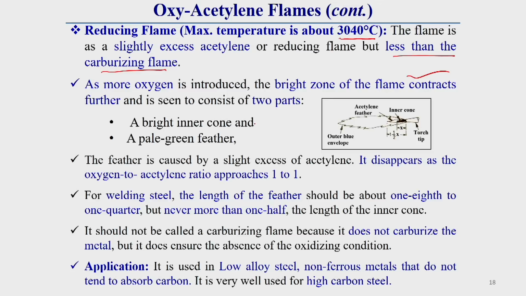The two parts are, one is called the bright inner cone. Here you see the bright inner cone, it is very bright in color, and a pale green feather, which is actually called the acetylene feather. The feather is caused by a slight excess of acetylene.